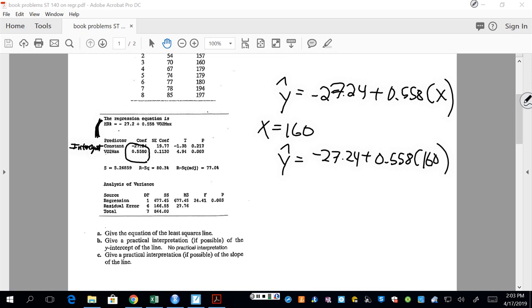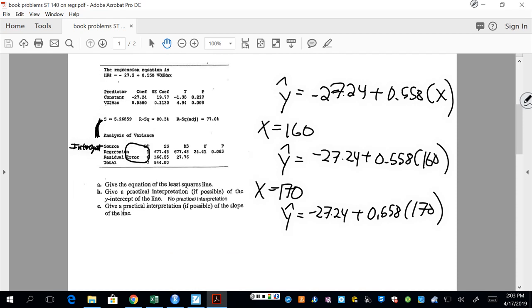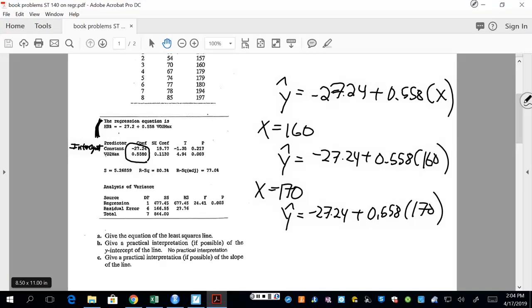What's the difference if somebody has, say, 170 as their oxygen uptake? Somebody has 10 points higher on oxygen uptake. What's going to happen to their heart rate percentage? It's going to go up. Yeah. The slope is positive, right? So the y hat here is negative 27.24 plus 0.558 times 170. Right? What's the difference between these two people?